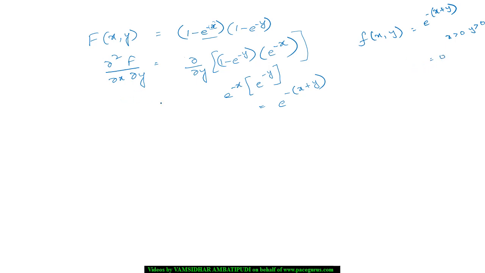And now if I want to find out the probability that x is lying between 1 and 3, and y is lying between 1 and 2, I'll integrate the density function. So x between 1 and 3, y between 1 and 2, e to the power of minus of x plus y dx dy. So I can very well integrate first with respect to x. This is nothing but e to the power of minus x into e to the power of minus y.